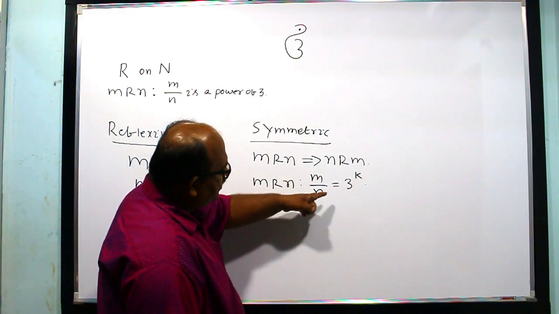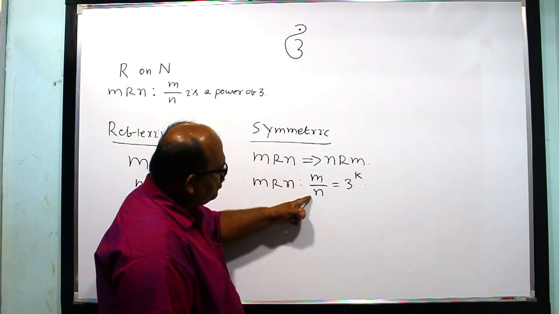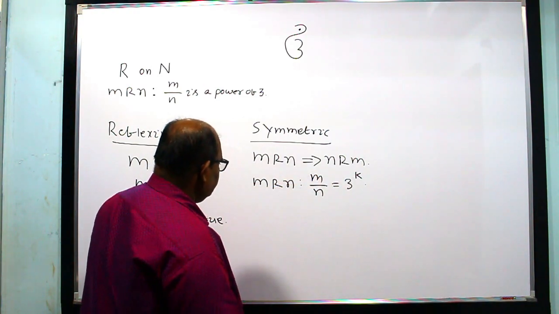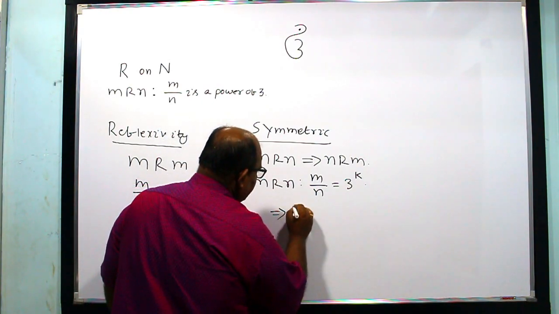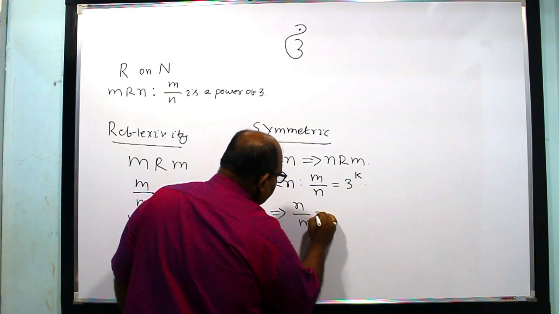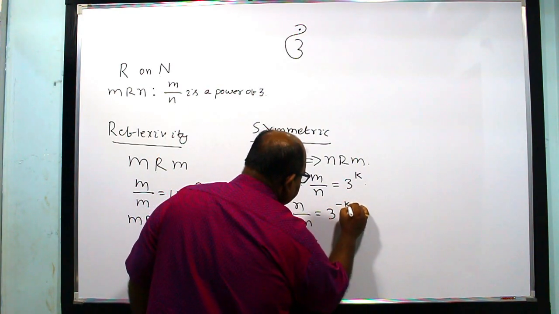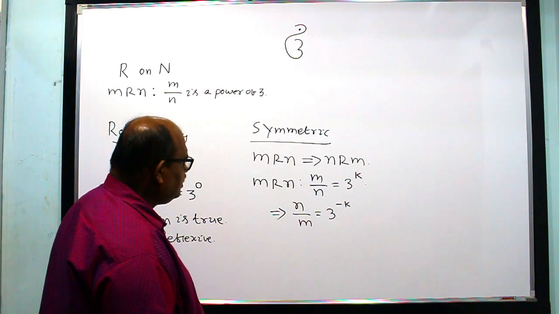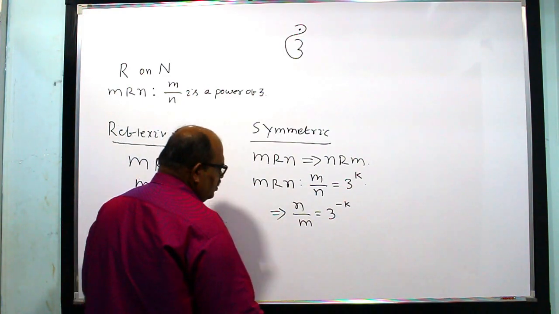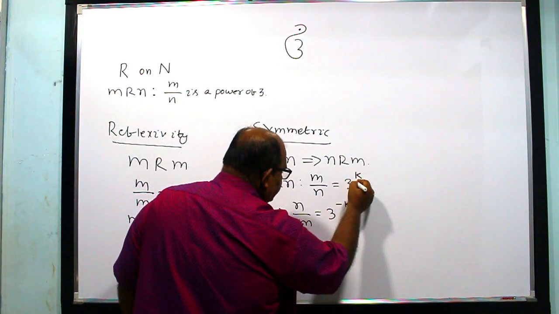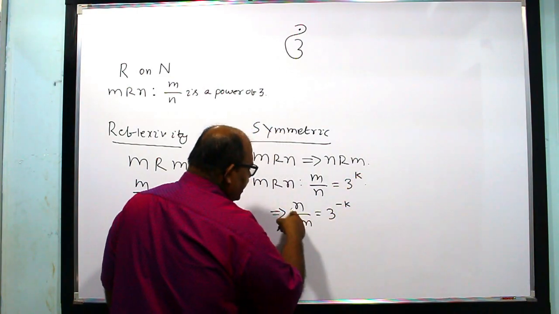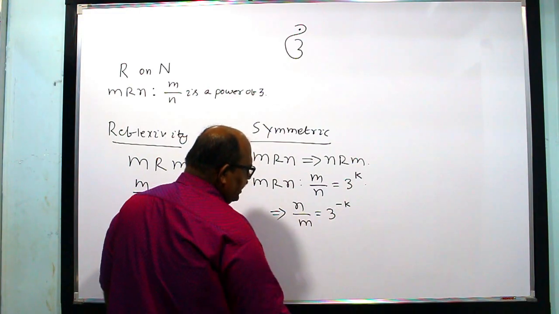M by n is a power of 3 means I can write m by n is equal to 3 to the power k, where k is an integer. So this implies n by m is equal to 3 to the power minus k. So if k is an integer, minus k is also an integer. So n by m is a power of 3, I can write.